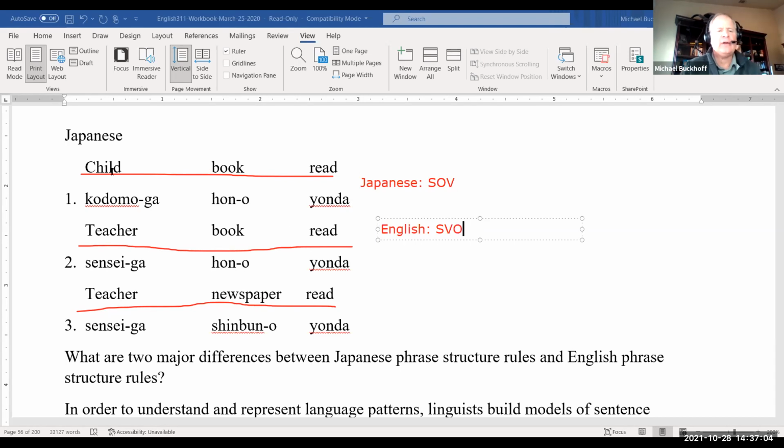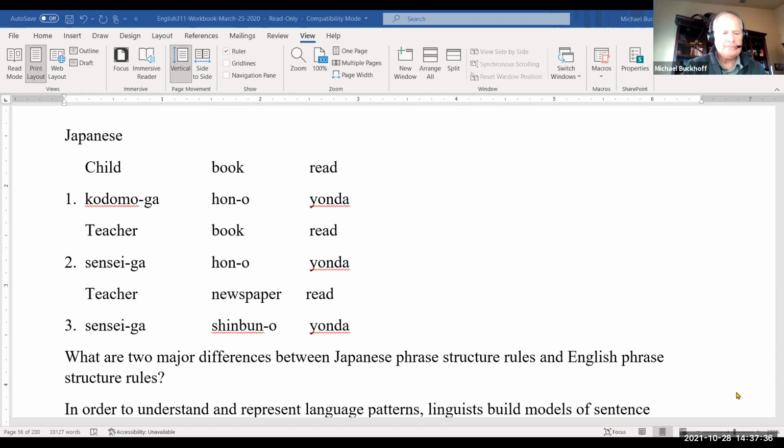So in English, we'd say the child read the book, or the teacher read a book, or the teacher read a newspaper. Now, you can probably also see there's some differences with determiners. I think a lot of Asian languages don't have those determiners, like a child, just child, book, read. So there are some differences in whether or not determiners are used to mark nouns. So those would be some things to think about there.